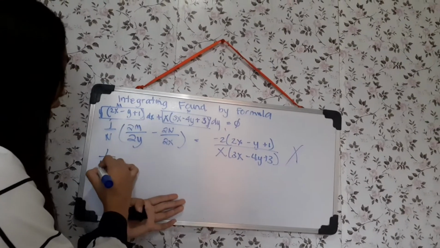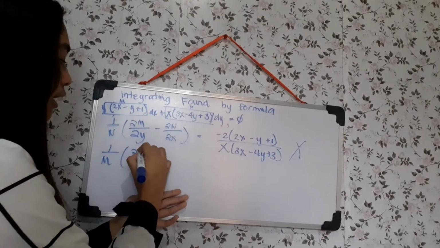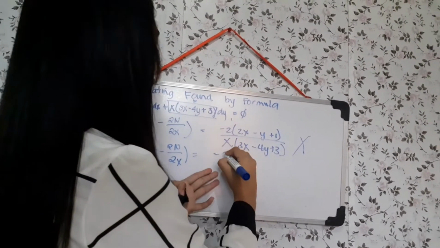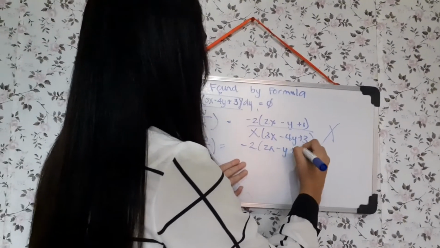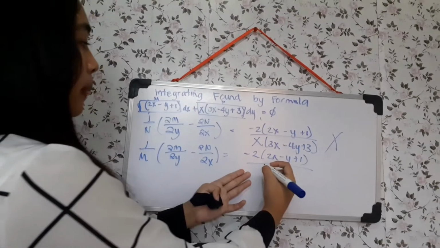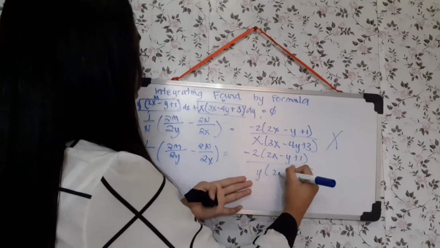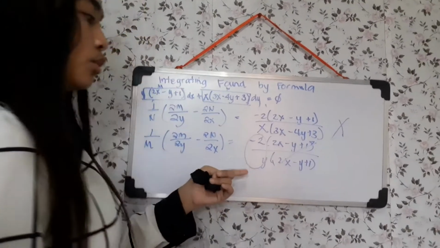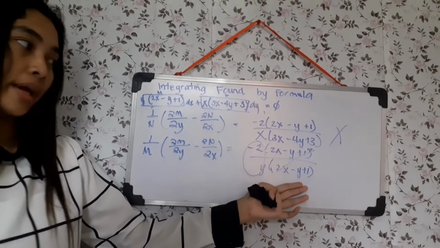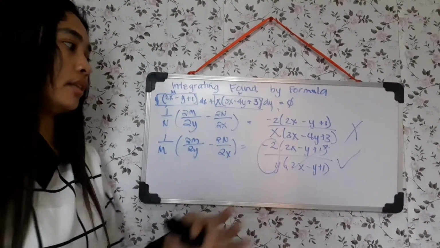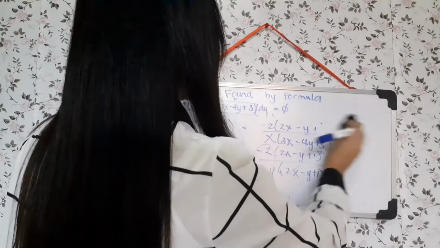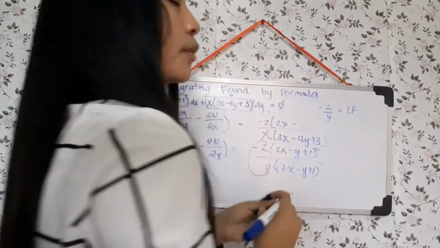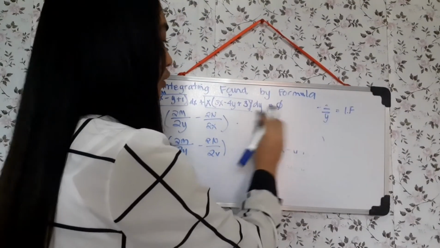Then try 1 over M, same process. So we have here negative 2(2x minus y plus 1) over M, which is y times (2x minus y plus 1). So we have cancelled it out. So we have negative 2 over y. So this is a function of y alone, meaning this is our integrating factor. So knowing our integrating factor is equal to negative 2 over y. Now proceed for solving for the integrating factor.